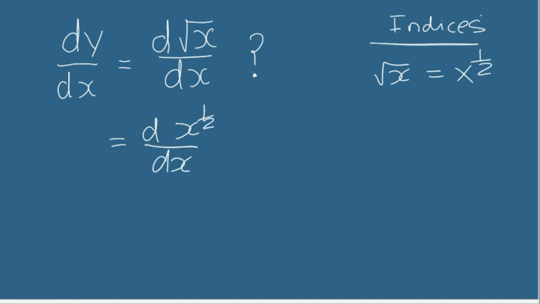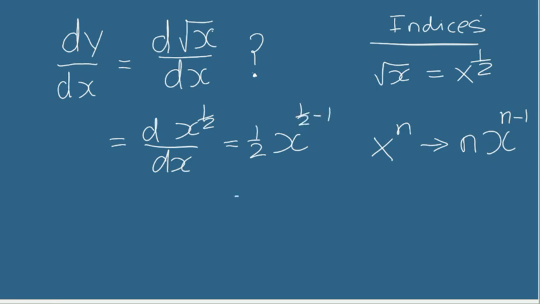To apply the differentiation rule, we need to do it in two definite steps. The first step would be to bring down the power, and the second step would be to subtract 1 from the original power. So in this case, we will get 1/2 x to the power of 1/2 minus 1, which is equal to 1/2 x to the power of minus 1/2.